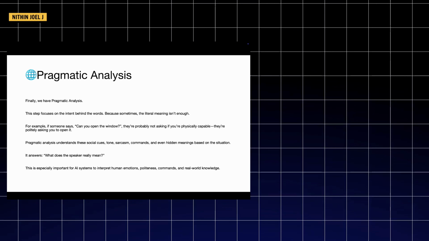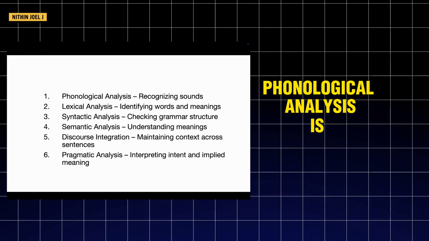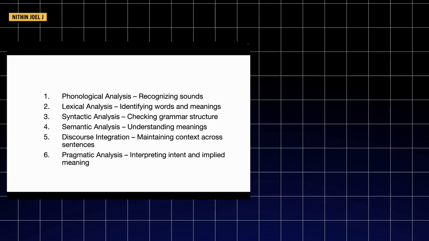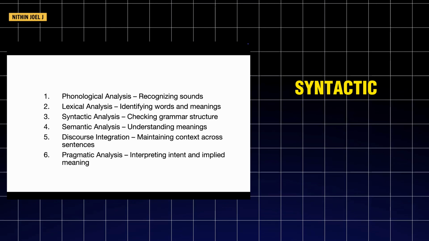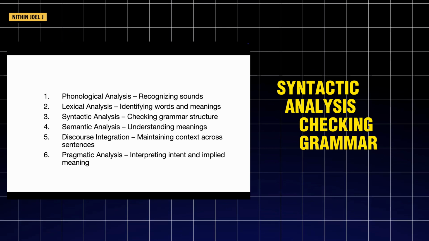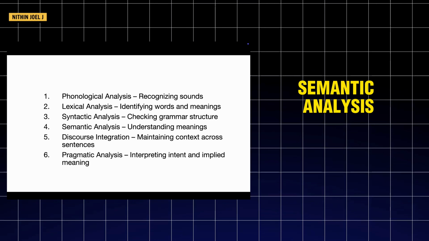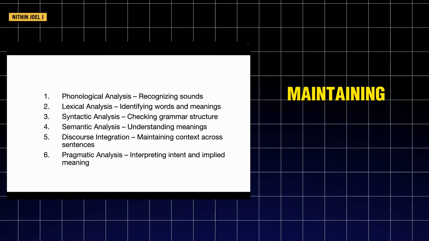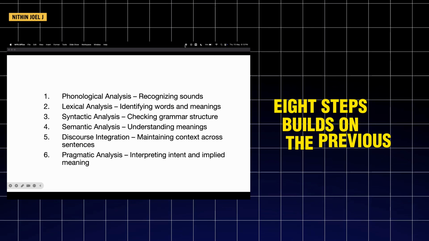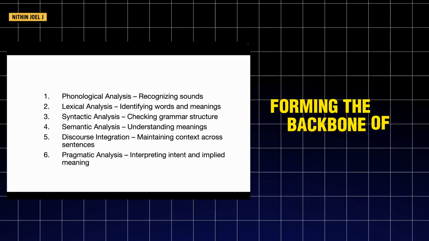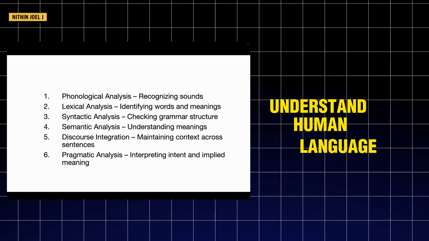So, in summary, phonological analysis is used for recognizing sounds, lexical analysis, identifying words and meanings, syntactic analysis, checking grammar structure, semantic analysis, understanding the meaning, discourse integration, maintaining context across sentences, and pragmatic analysis, interpreting intent and implied meaning. Each step builds on the previous one, forming the backbone of how machines understand human language.